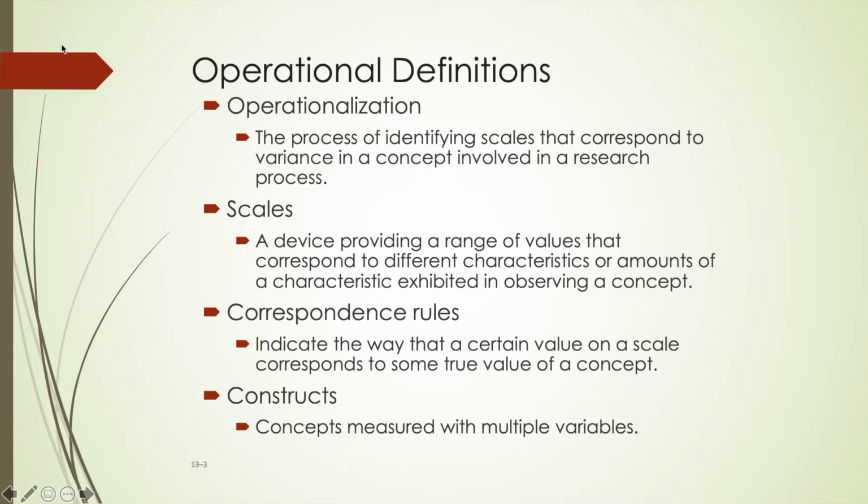Correspondence rules indicate the way that a certain value on a scale corresponds to some true value of a concept. For instance, if I'm running a 100-degree fever, that thermometer should register a value of 100, and therefore, if I actually do have a 100-degree fever, then that's the correspondence rule that will be upheld. Now, constructs are concepts measured with multiple variables.